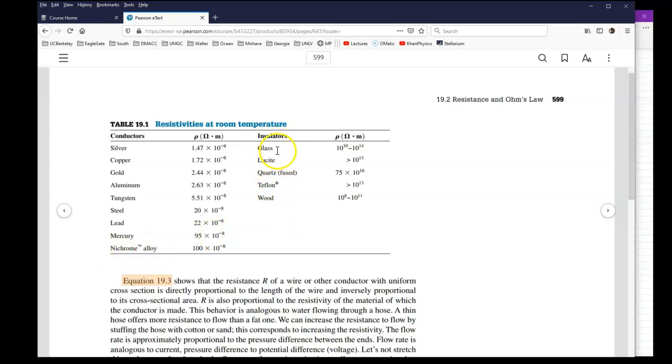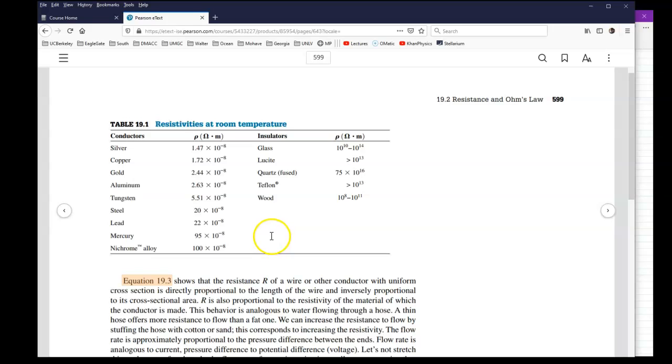However, for insulators, for example, glass, look at that. It's 10 to the 10, positive exponent. Lucite, 10 to the 13th. Quartz, 10 to the 16th. Very, very large number for resistivity. So the resistivity is extremely large. Wood, 10 to the 8th through 10 to the 11th, depending on the type of wood. Teflon, 10 to the 13th, and so on. As you can see, the difference between insulators and conductors is a huge difference. You see what I'm saying? So we can understand why they are called insulators, because they just do not permit electrons to flow through them. Where here is the total opposite. So these are called resistivity.